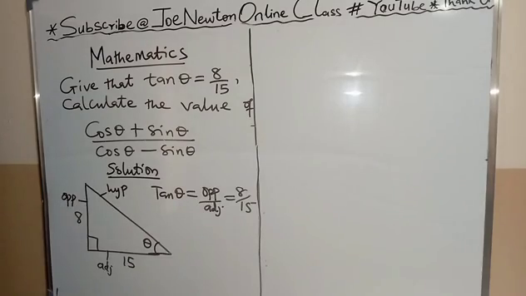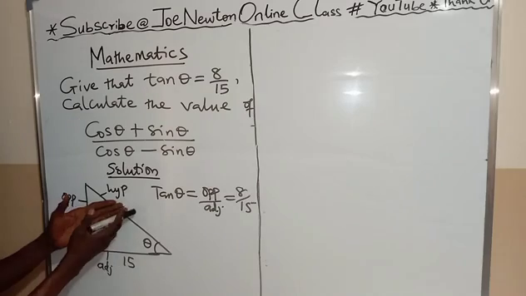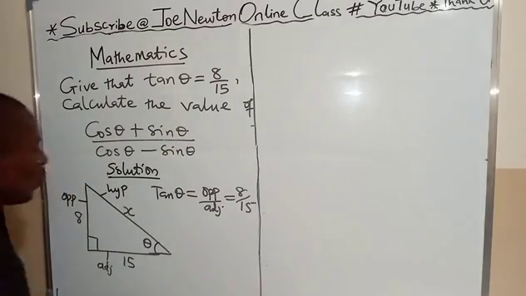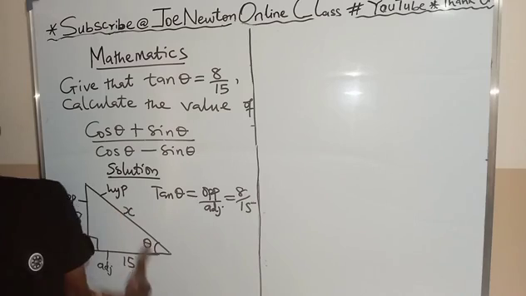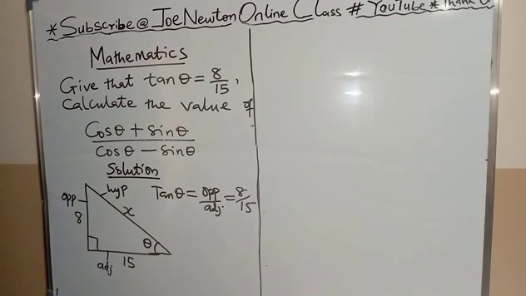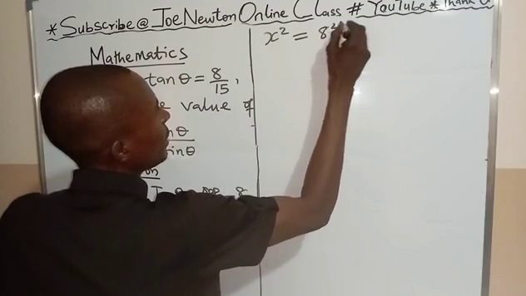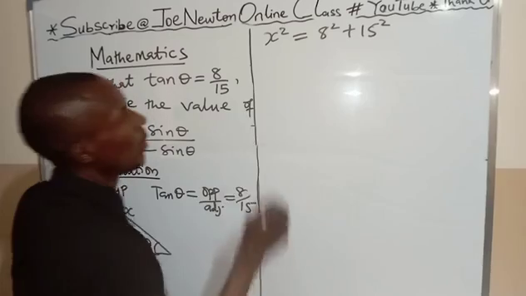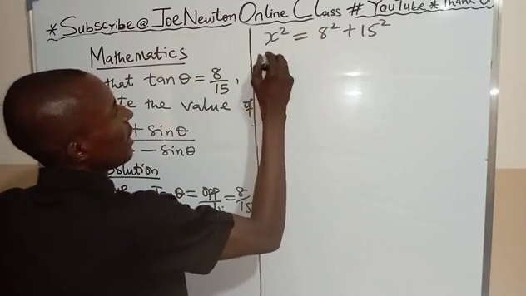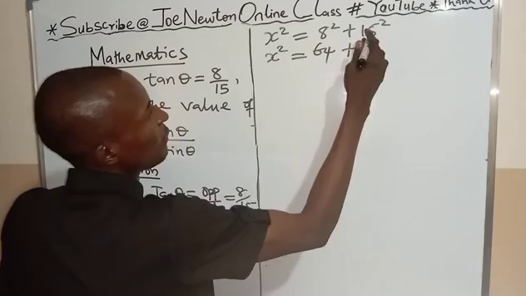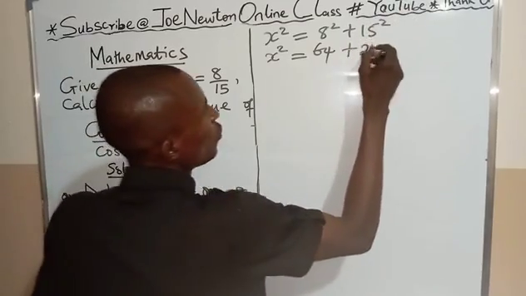Before we venture into solving this question, we have to find the hypotenuse. Now let our hypotenuse be x. How do we find this x? We use Pythagoras' theorem, which states that the square of the hypotenuse is equal to the sum of the squares of the other two sides. This implies that x squared equals 8 squared plus 15 squared. Then x squared equals 8 times 8, which gives us 64, plus 15 squared, which gives us 225.